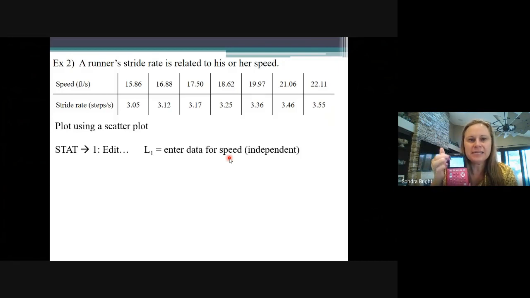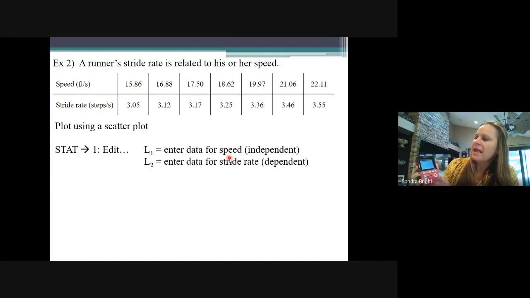Enter them, hitting enter in between the numbers. So 15.86, enter. 16.88, enter. 17.5, enter. 18.62, enter. 19.97, enter. 21.06, enter. And 22.11, enter. Hopefully that's zoomed in and clear. So you put all those in for the independent variable.